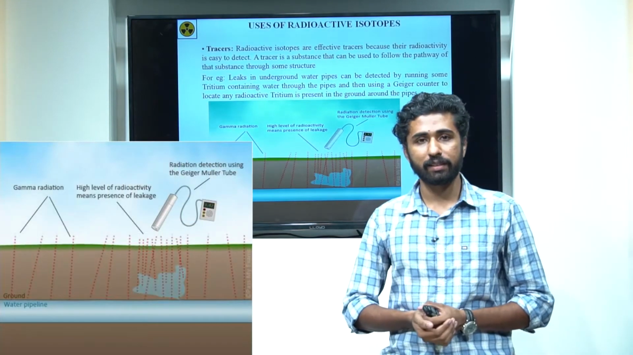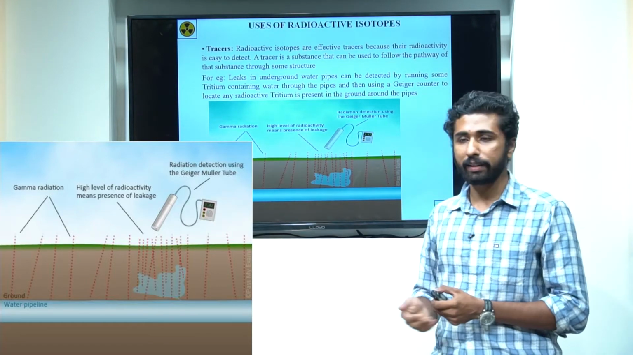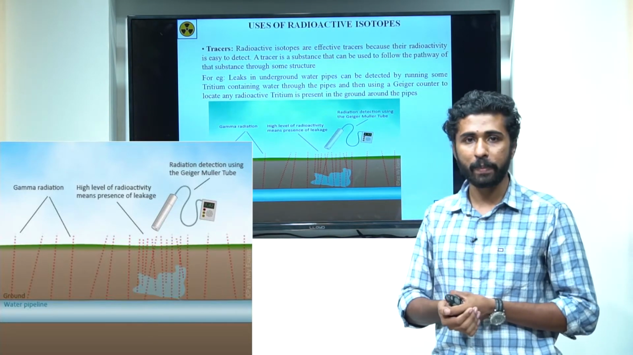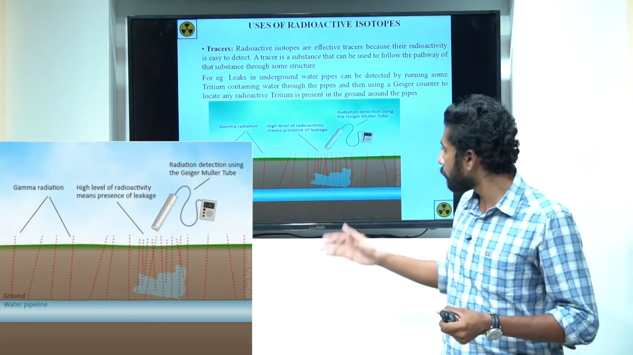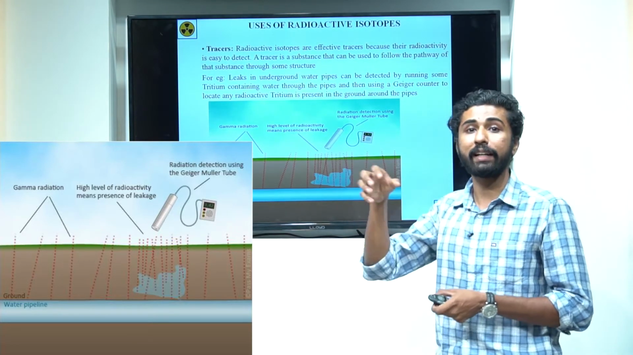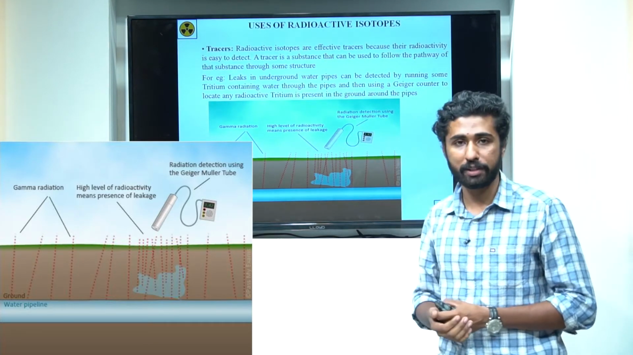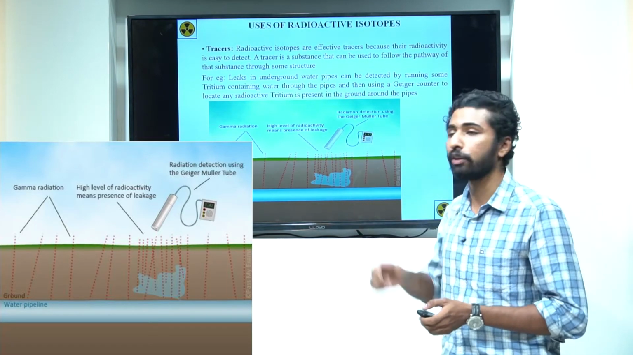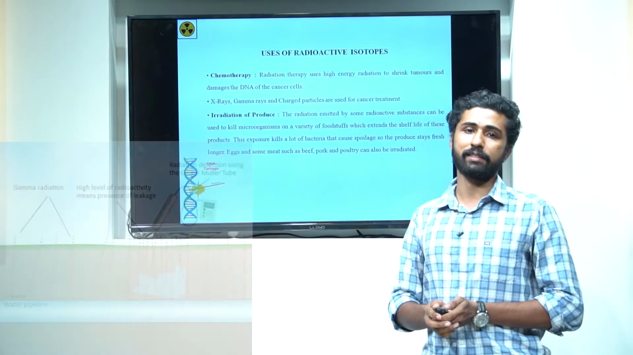Next one is tracers. So we can explain this using this example. Here you could see a water pipeline that is going underground. If we need to find a leakage in that water pipe, we can add tritium-containing water through the pipeline. It will flow through the pipeline, and using a GM counter, or Geiger-Müller counter, which can detect the radiation emission, we are determining the emission. At some point we are getting more radiation. That means at that point there will be a leakage. Like that, we can use these radioactive isotopes as tracers.